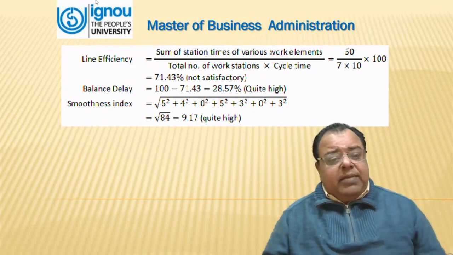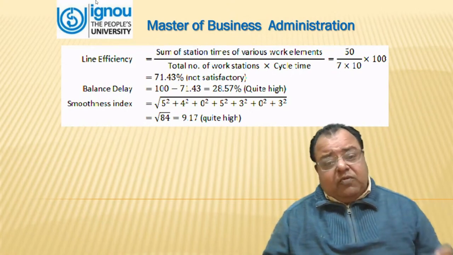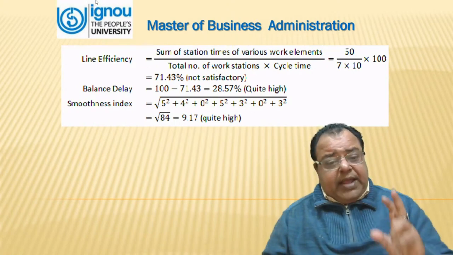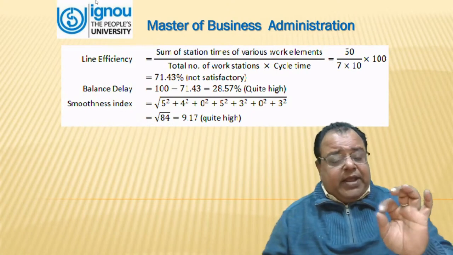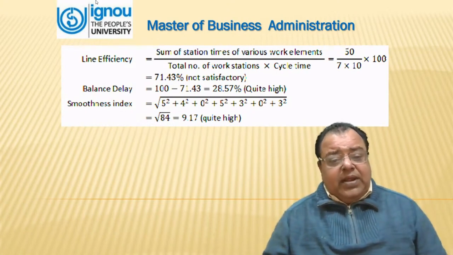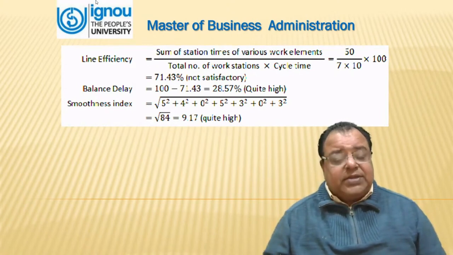Then the third element we have to calculate is the smoothness index. So we will be squaring the times of all the elements, and we will be taking the square root of it. It comes out to be 9.17. Again, numerically, it is too high. That means some modifications have to be done.